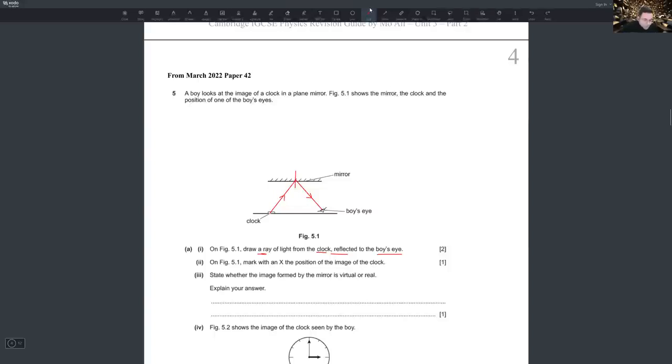On figure 5.1, mark with an X the position of the image of the clock. He's even asking me to cheat. Where's the image? Had measured distance D, so I'm going to even use my own hands, just my fingers. Just gonna take this distance over here and put it over here. And he wants an X, so here's an X. This is the position of the image.